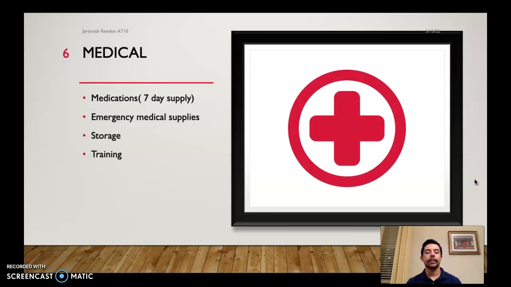And the medical aspect. So in the emergency plan, you should obviously have some medical supplies. We already went over medications. We have enough of that. A good rule of thumb is to always have a 7-day supply. And then as far as emergency medical supplies, that individual first aid kit is only going to last you for so long. You want to be able to refill those medical supplies as you use them.